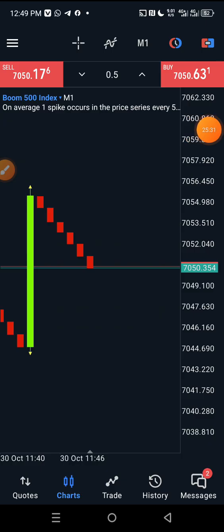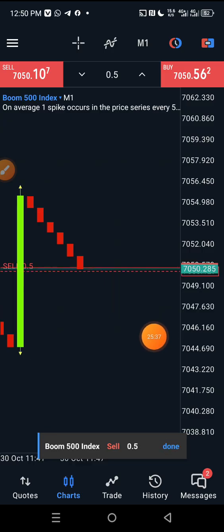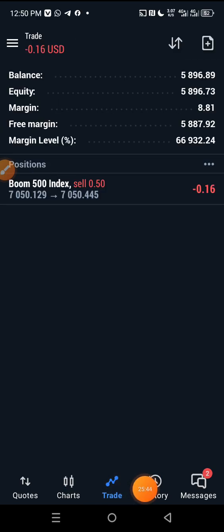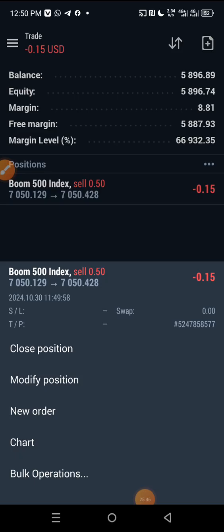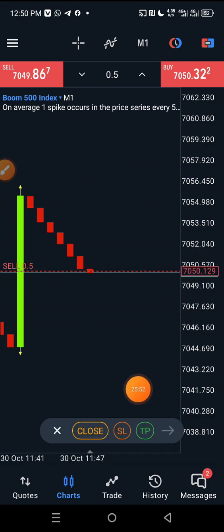Let me sell one order now. I just sold. Remember, because I sell, the take profit should be below the price. It should be below my entry. Is that right? So you mustn't check a number, go to modify, press hold, and all those things. No. You can also set your take profit by tapping on your entry. Just tap on it. If you tap on it, it will bring up this close, SL and TP.